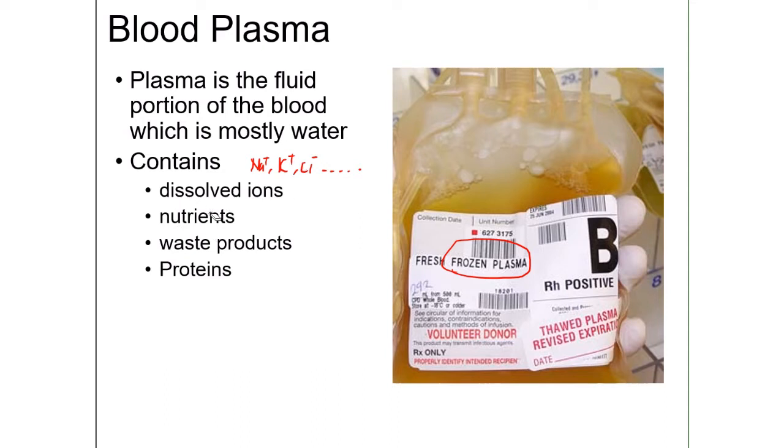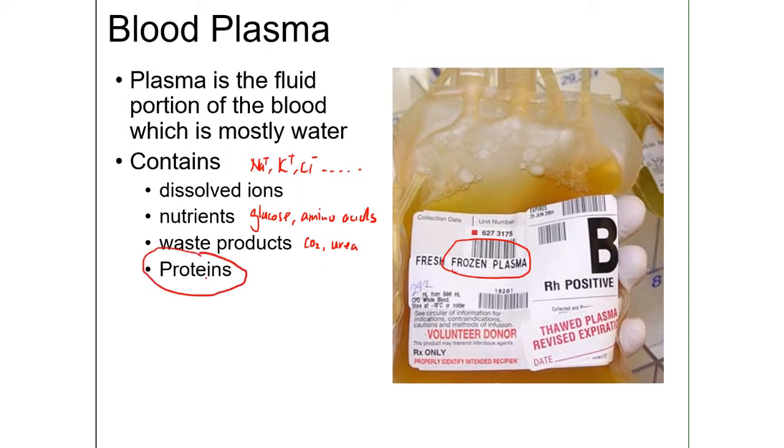There are of course nutrients, right? Nutrients like glucose, right? There might be some amino acids, and there are going to be waste products as well. So waste products include things like carbon dioxide, right? A little bit of urea, which is from muscle metabolism, right? And there are going to be a lot of proteins.